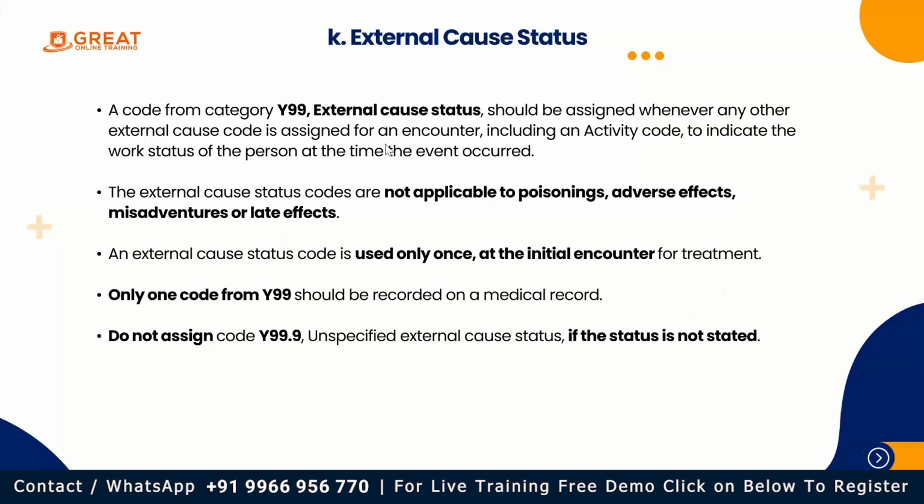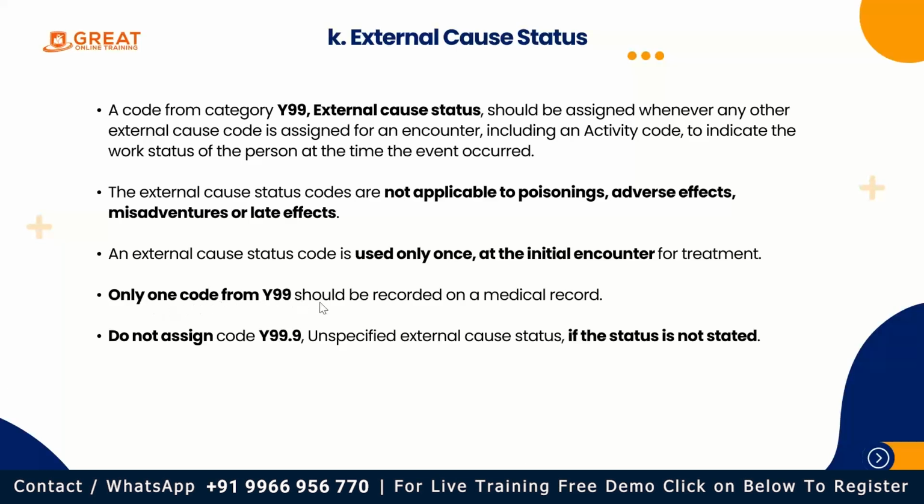Okay. External cause status codes are not applicable to poisoning and adverse effects, misadventures, or late effects. An external cause status code is used only once, at the initial encounter for treatment. So, till now we learned place of occurrence, activity code, and external cause status code. All three types of codes we have to use only once at the initial encounter.